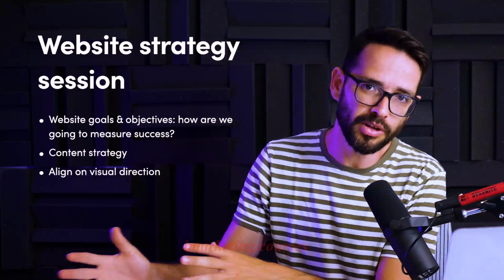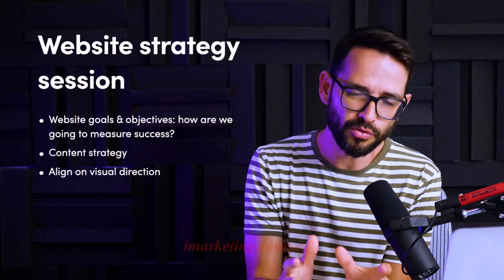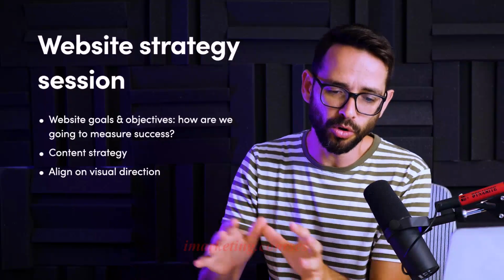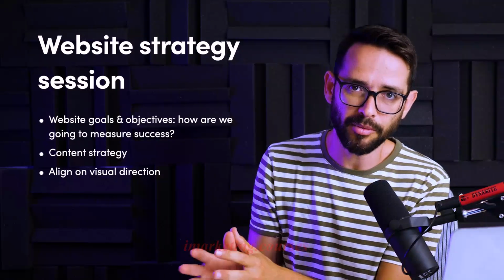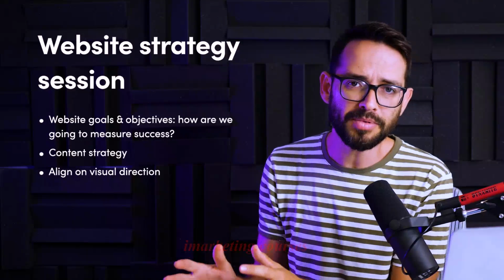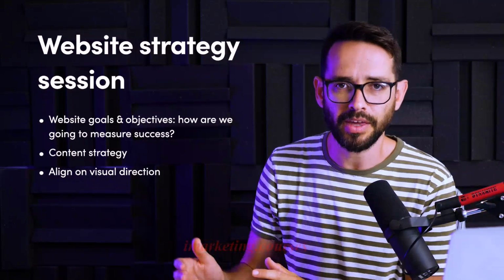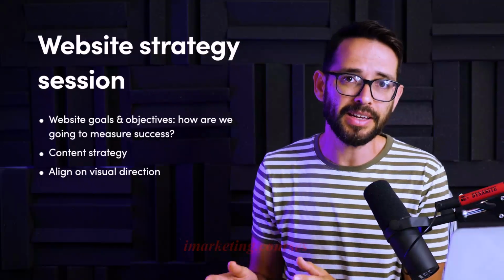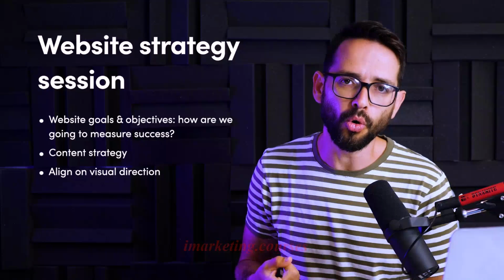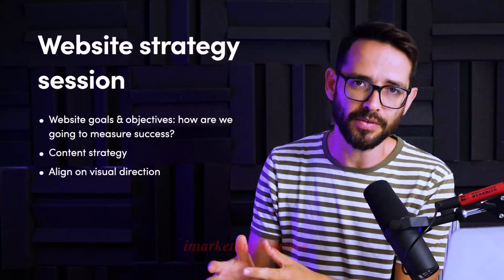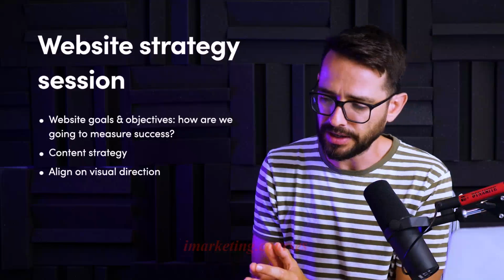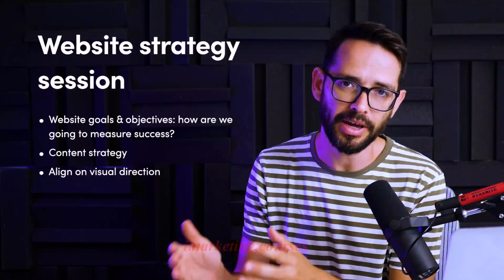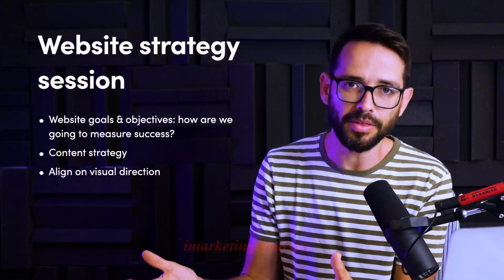We'll usually do them sequentially. First, we'll learn about the brand, and then we'll take all of this learning and try to implement it on the website. But for a website, we're asking different questions when we're thinking about the website strategy. And that is, what are the actual goals and objectives of this specific website? Why are we building this website? How are we going to measure that we have succeeded with this website?